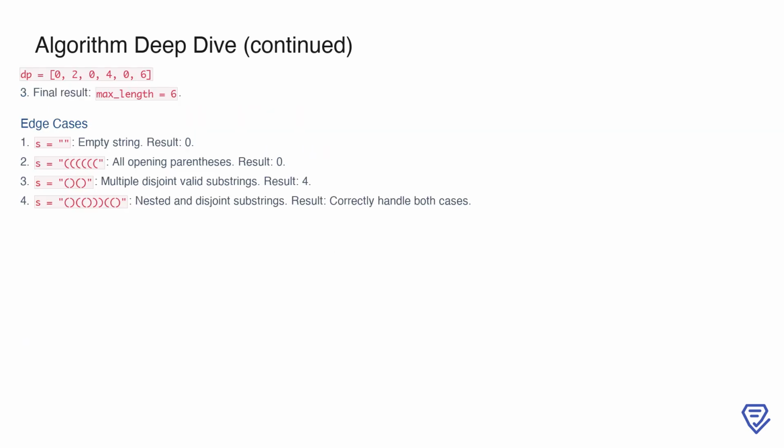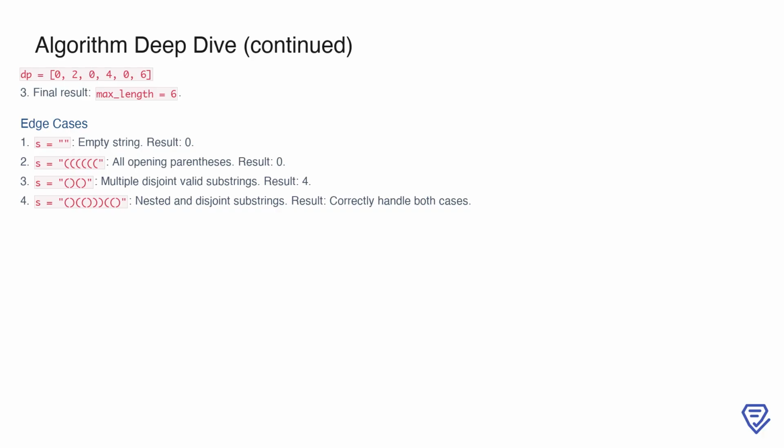After processing all characters, the final DP array is 0, 2, 0, 4, 0, 6, and the maximum length of a valid parentheses substring is 6. This result is returned as the final answer. When considering edge cases, the algorithm handles various scenarios effectively.